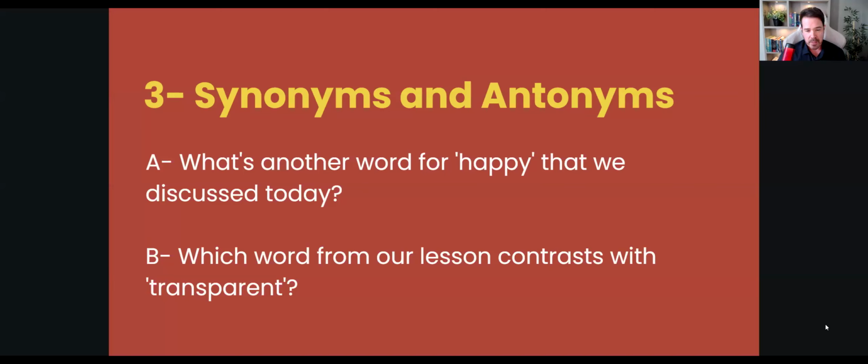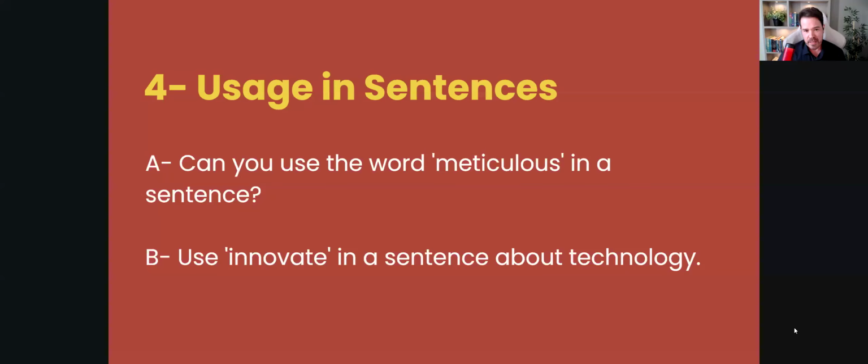Number 4 is a little bit more productive in the sense that we are not only asking students to remember the word, but trying to get them to use it. So for instance, in the lesson you taught the word meticulous: can you use the word meticulous in a sentence? And then see if they can come up with something new using the new word or expression. Or you can even be more specific. You can provide them with the word and the context. Use, let's say, you've taught the word innovate, in a sentence, but talking about technology.